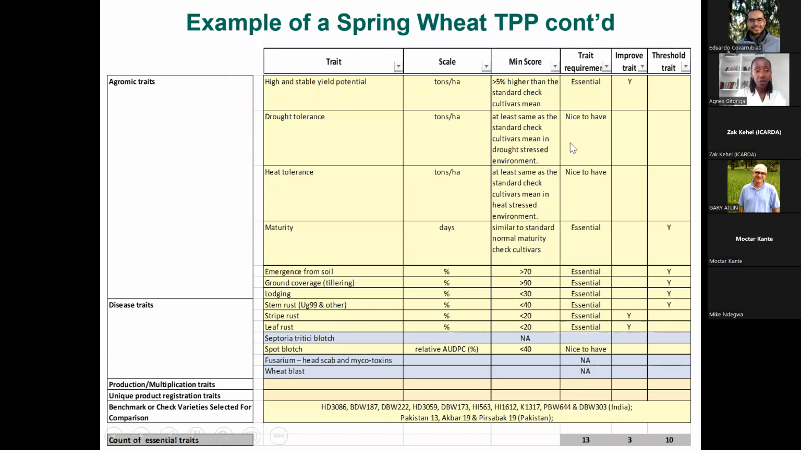These are a continuation of the listing of the traits. Again, the same thing: the scale, the minimum score, and also the trait requirements.